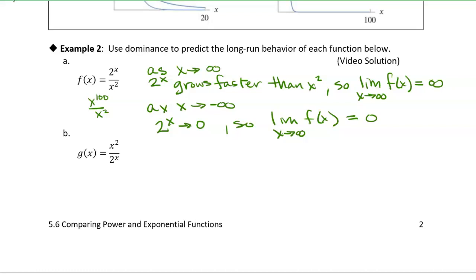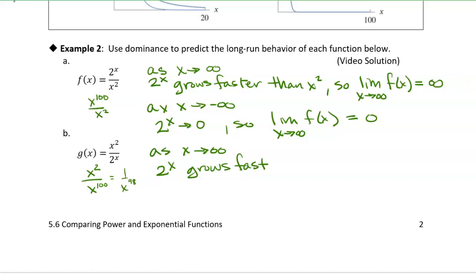All right. Okay, so let's look at the other way around. This is the same fraction, the same ratio, just flipped over. So let's first of all look at as x goes to infinity. Now we know that 2 to the x grows faster. We said that before. 2 to the x grows faster than x squared. So you could think of this function, if we looked at x squared over x to the 100, we'd end up with 1 over x to the 98, and that would go to 0.